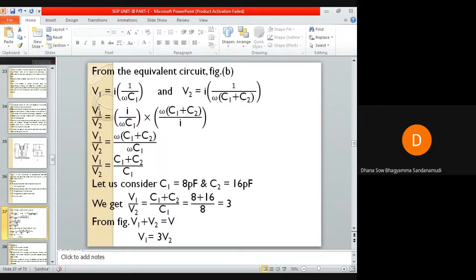So we can take the ratio of V1 by V2. V1 by V2 is (I by omega C1) by (I by omega (C1 plus C2)). So you can rewrite it as I by omega C1 into omega (C1 plus C2) by I. So I will be cancelled, leftover is omega (C1 plus C2) by omega C1. So omega will be cancelled. So V1 by V2 is (C1 plus C2) by C1.